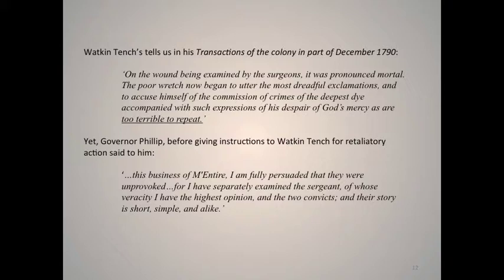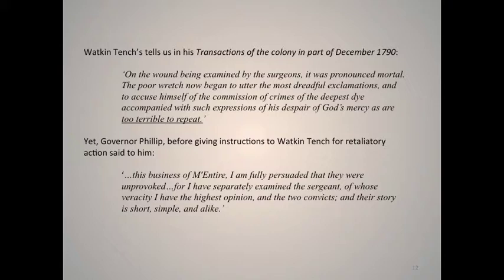Yet, the pieces of the puzzle are missing, important pieces, because McIntyre, on being carried back into Sydney from the bush where he'd been speared, reportedly confessed to crimes of the deepest dye, but then he retracted them. So this is from Watkin Tench's journal, and he says, "On the wound being examined by the surgeons, it was pronounced mortal." Now, he knew he was going to die. This man knew that the spear was an execution type spear. "The poor wretch now began to utter the most dreadful exclamations and accuse himself of the commission of crimes of the deepest dye, accompanied by such expressions of despair of God's mercy as are too terrible to repeat."